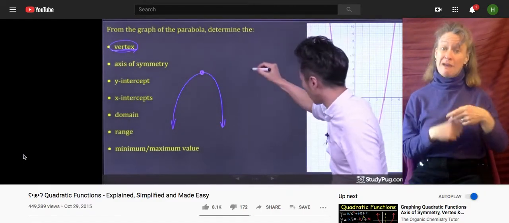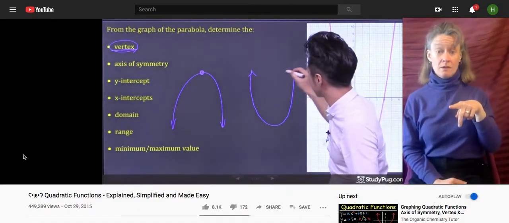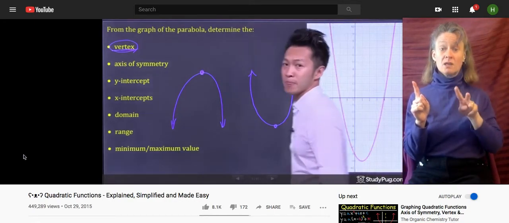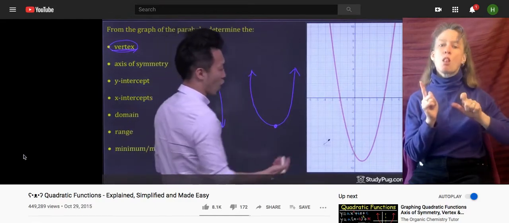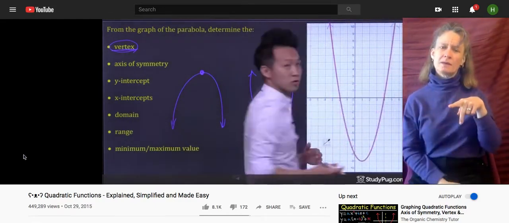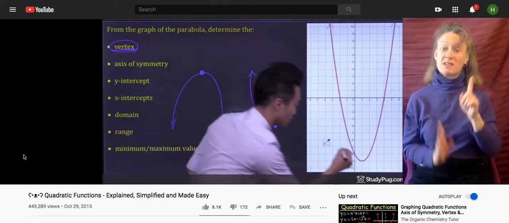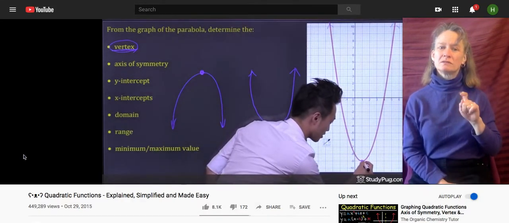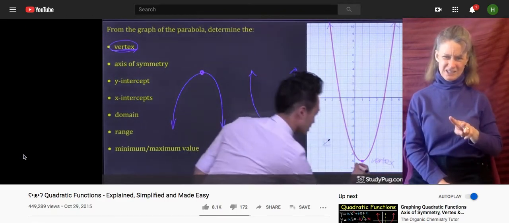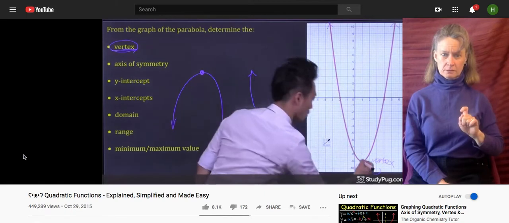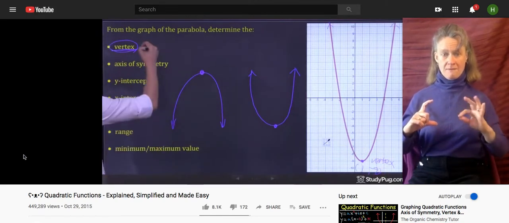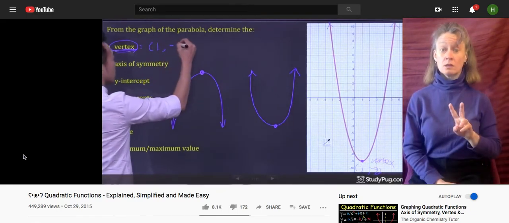Now, for a parabola opening up, the vertex is the lowest point. So in this case, we have a parabola opening up. So the vertex is the lowest point right here, sitting at x equals 1, y equals -9. So the vertex is at (1, -9).